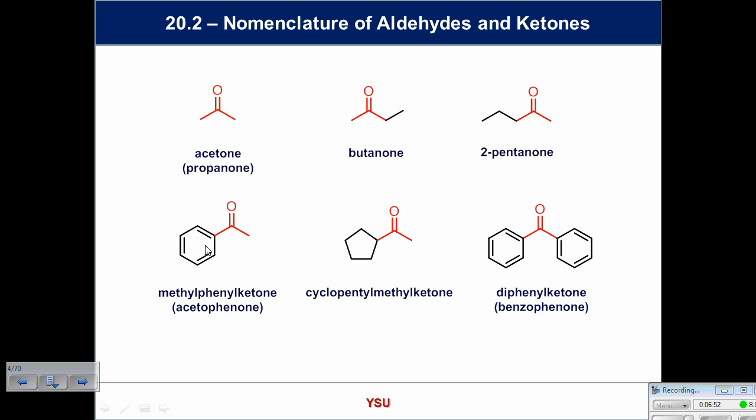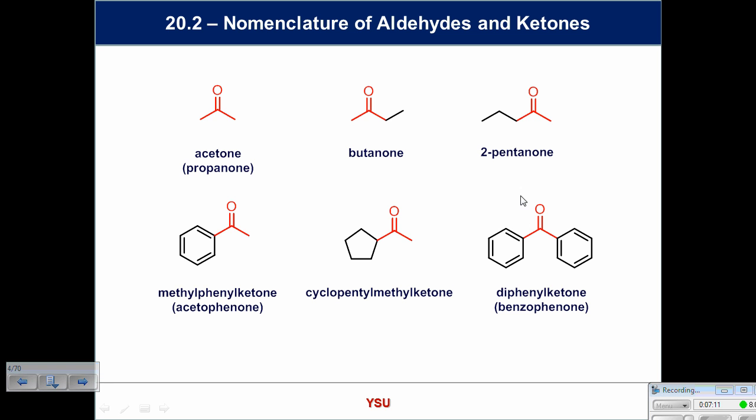Methyl group on the right, phenyl group on the left. It's all about alphabetization. Methylphenyl ketone is obvious, and acetophenone is the common name. You probably want to be aware of both. Here you can see now just a simple system where you're applying the alphabetization of the substituents. One is a cyclopentyl group, one is a methyl group, and so cyclopentyl methyl ketone.